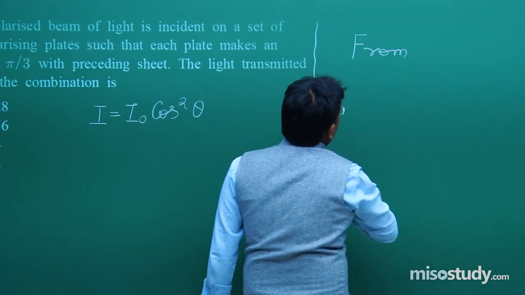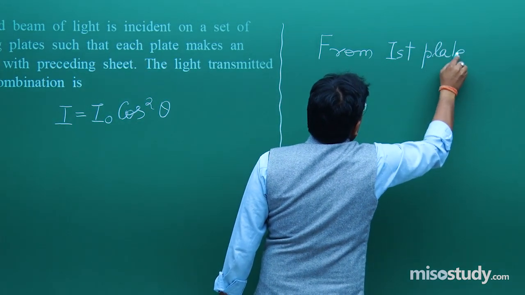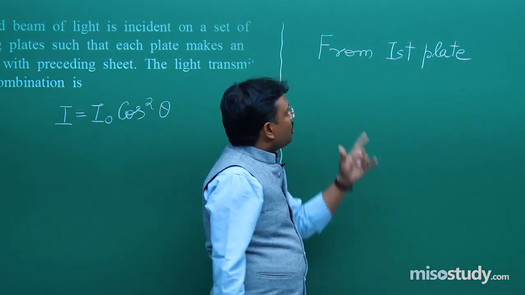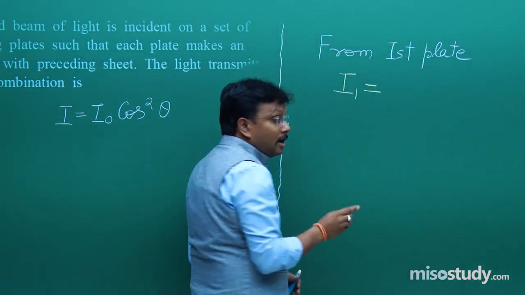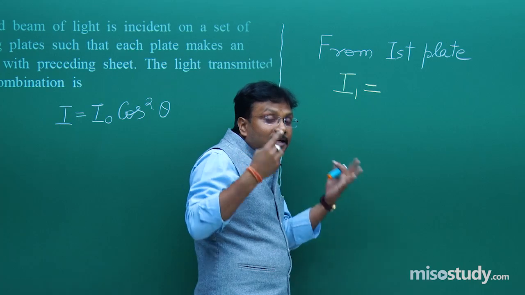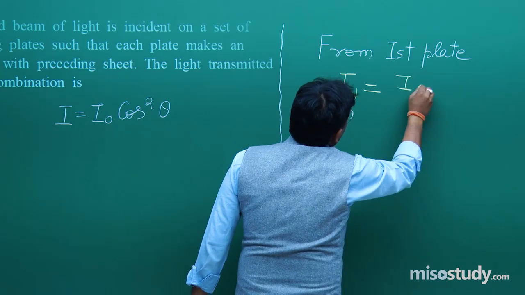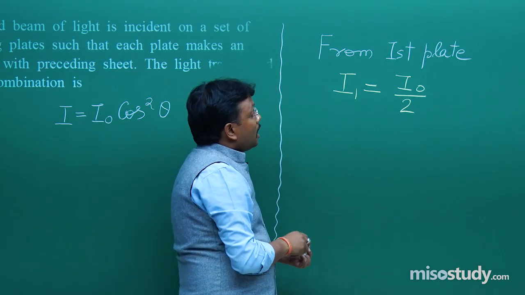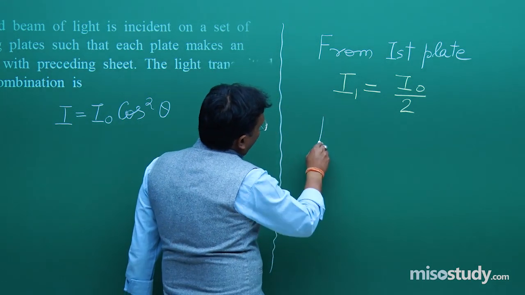From the first plate, when unpolarized light will pass from the first plate, what will happen? So from the first plate, I1 is equal to, I1 is the intensity that is coming out from the first plate, and assume I0 as the intensity of the original light, fine. So I1 is equal to I0 by 2, using Malus's law, simple. This is the situation with the first plate.